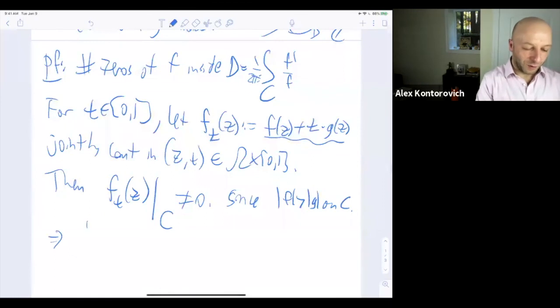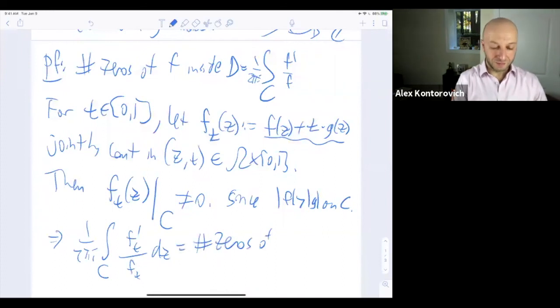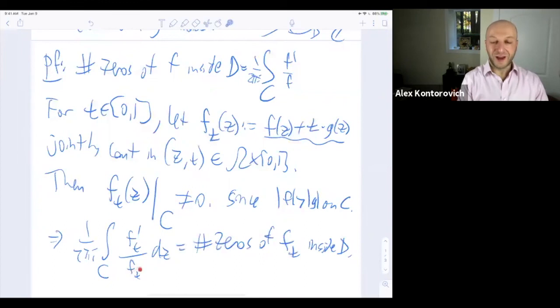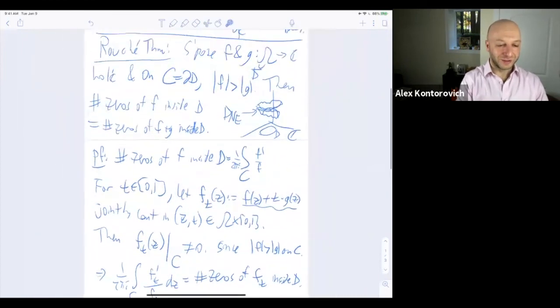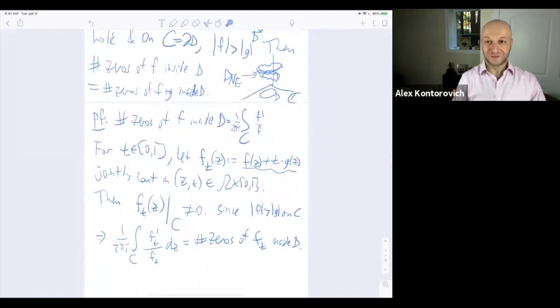Then 1 over 2 pi i times the integral over C of f_t prime over f_t dz is the number of zeros of f_t inside the disk D. I can take this integral precisely because the denominator never vanishes. That was a necessary condition in the argument principle. We need to know that f has no zeros or poles on the boundary so that this makes sense. Now this is a jointly continuous function. I'm dividing by a non-zero value.